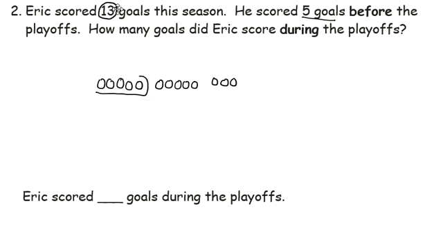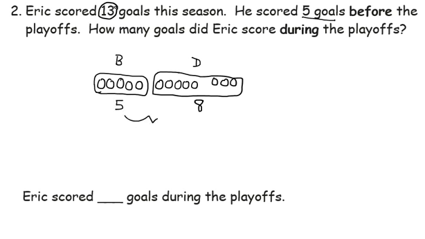So we'll circle 5 here, and I'll put a B for before the playoffs. That means the rest of the circles represent the goals he scored during the playoffs. So that would be this group, and I'll put a D for during the playoffs. And looking at those circles, I see we have 5 and 3 more. So we have 8 during the playoffs, 5 before the playoffs. That gave us our total of 13.